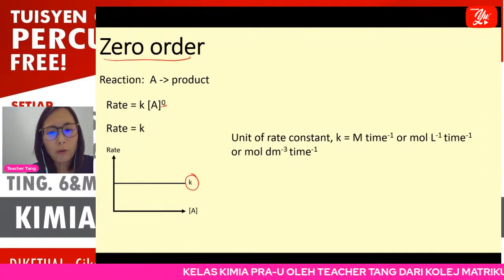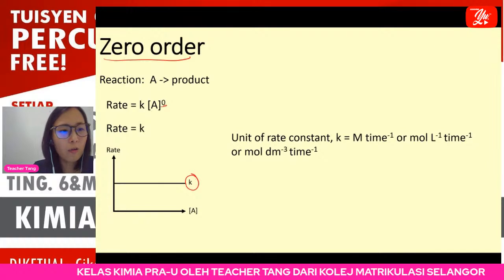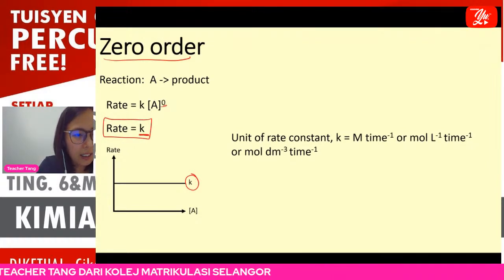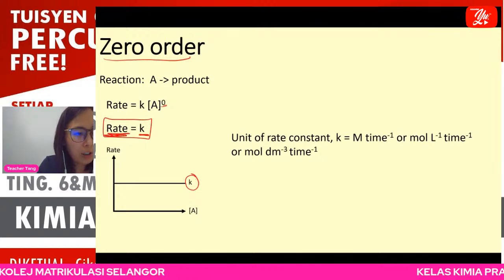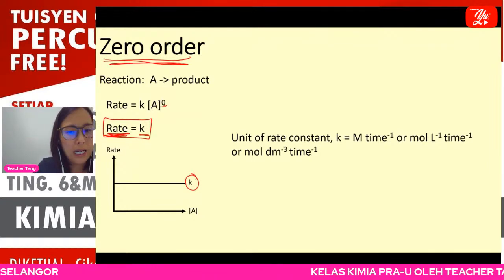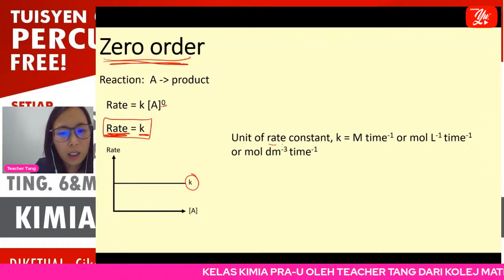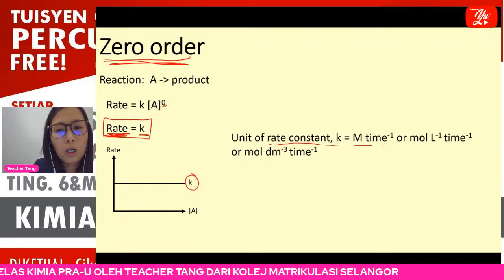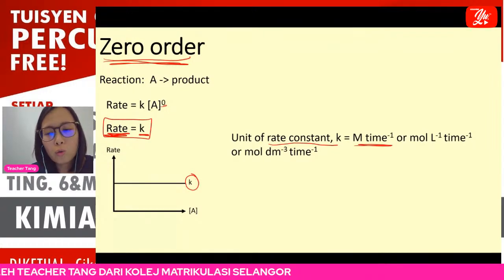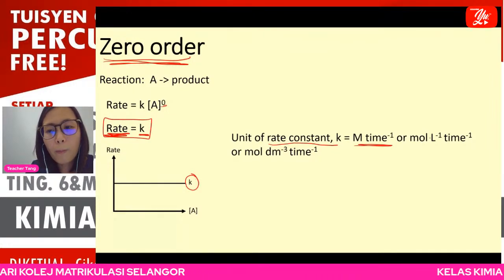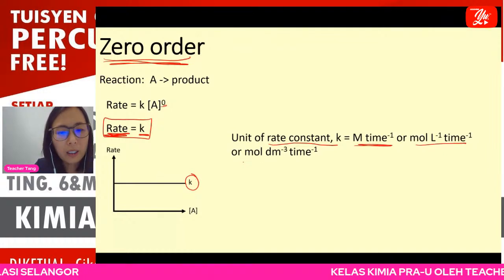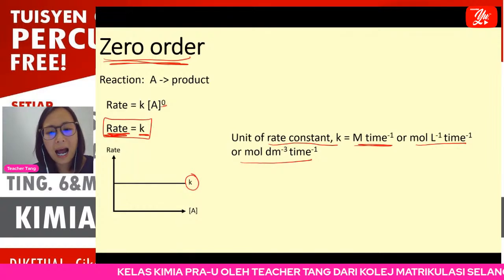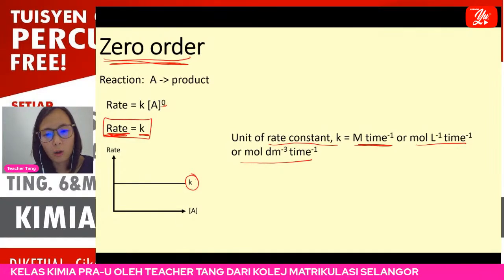For the unit of the rate constant for zero order, from these equations we can see that the rate constant k is equal to the reaction rate if it is a zero order reaction. Therefore, the rate constant will have the same unit as the reaction rate, which is molar per time, or mole per liter per time, or mole per dm cube per time. The time here can be in seconds, minutes, hours, days, months, or even years.